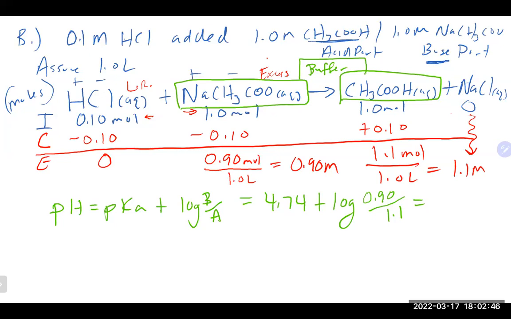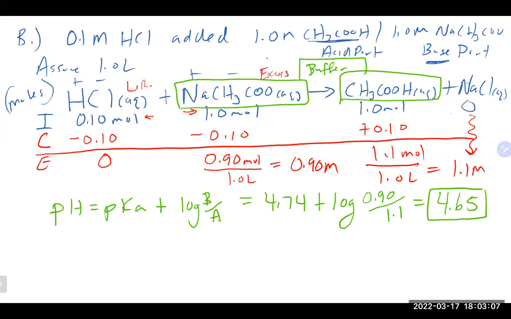So that is going to give us 0.9 divided by 1.1. We're going to take a little log action of that, add that to 4.74, and we're going to end up with a grand total of 4.65 as our pH here.